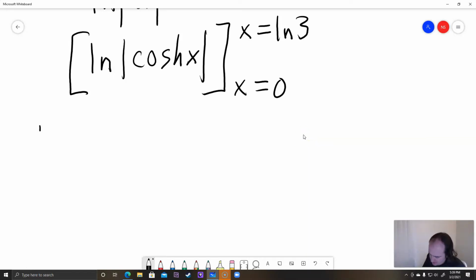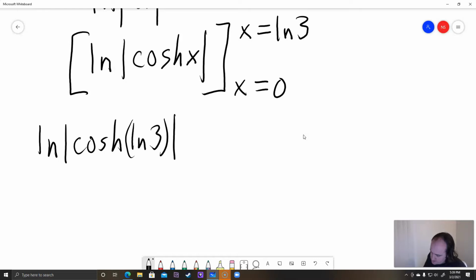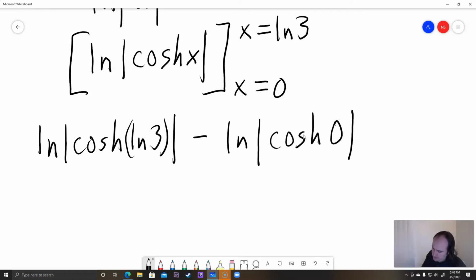So plugging in the top number, we have ln of absolute value of cosh of ln of 3 minus ln of absolute value of cosh of 0. Okay? So that's what we should have in this step. Now this is going to be your hardest problem on your homework, because for the rest of the problem, you're actually going to have to simplify it. So you might think, well, why do I have to simplify it? Why can't I just leave it this way?